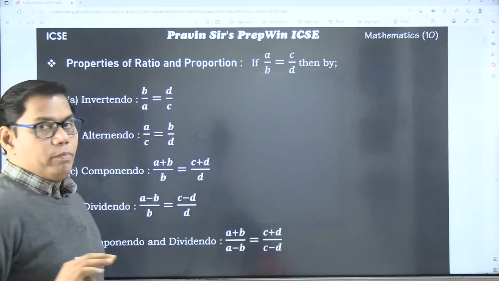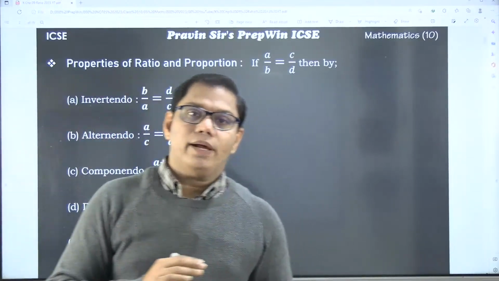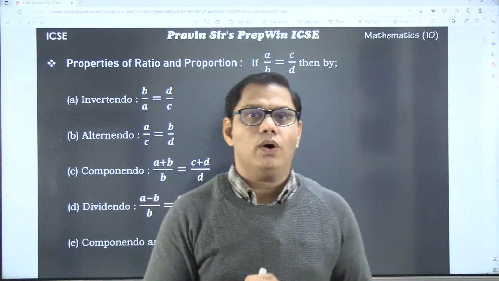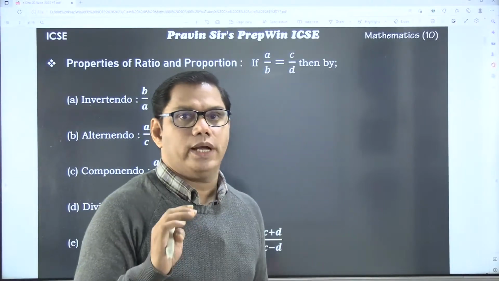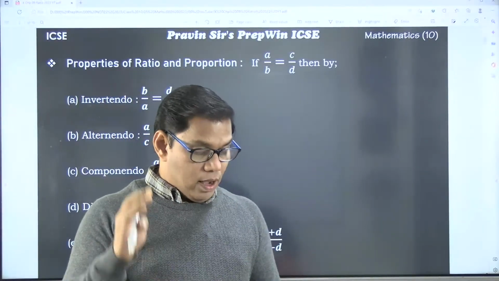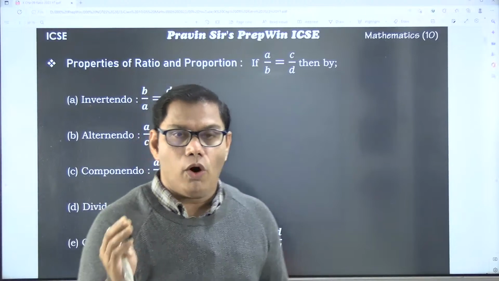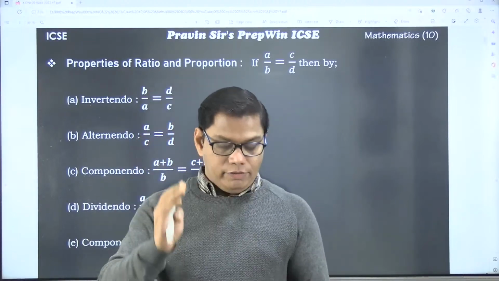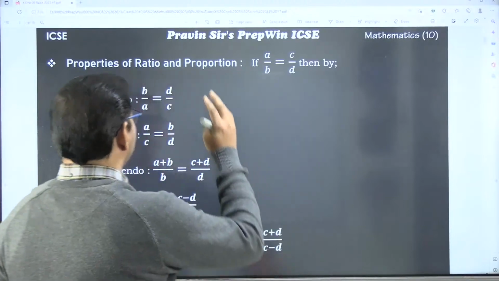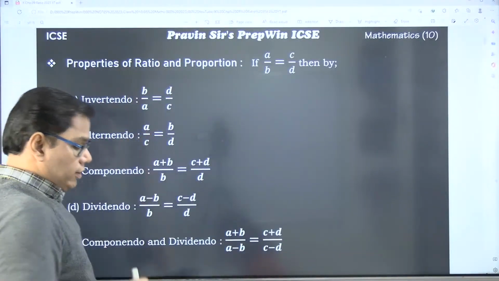First, we will try to concentrate only on the ratio part. Now, ratio and proportion: this chapter can be divided into two parts. One part is the ratio and the other part is the proportion. Today we are going to concentrate on the ratio part. Are you ready with your notebook and pen? Can we start with question number 1? Can we start discussing these properties? Because ratio is based upon these properties.